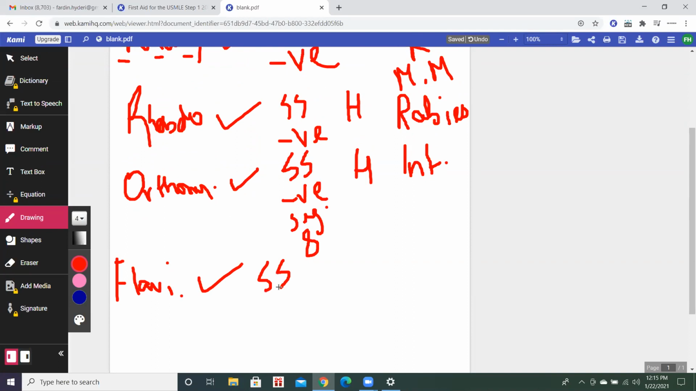Do you guys remember flavored pickles? Negative is the wrong answer, so that's positive. Is it segmented or not segmented? Not segmented, very good. Then next one: is the capsid helical or icosahedral? It's helical, right? No. Okay, good. It's icosahedral.